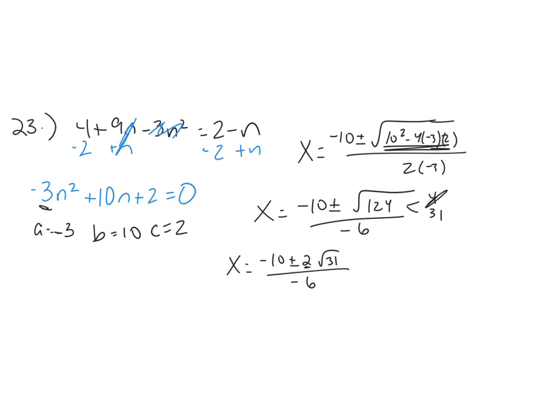Last thing I do is simplify fractions. Negative 10 over negative 6 can be simplified. 2 over negative 6 can be simplified because all three of them have a 2 in common. So the best answer is 5 plus or minus radical 31 all over 6. That's the best answer for 23. Remember, that's x equals.